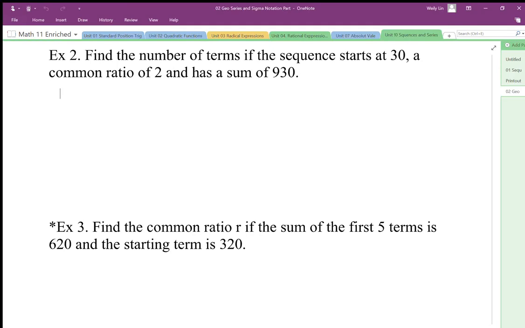For this problem, we have a sequence that starts at 30, so that means that A is equal to 30, and a common ratio of 2. So we have the common ratio of 2. And again, it's a good idea to list out these terms.